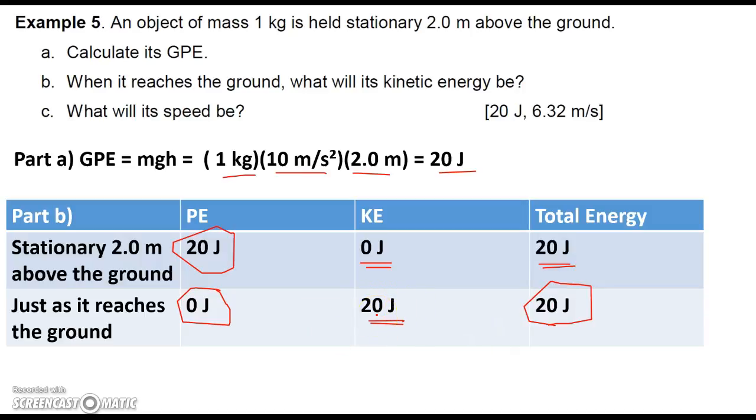So this is the conservation of energy. The potential energy here is converted to kinetic energy, and the total energy remains the same. Now when the ball drops and just before it reaches the ground, it will have a speed. We now know the kinetic energy, so we can use its value to calculate the speed of the ball.